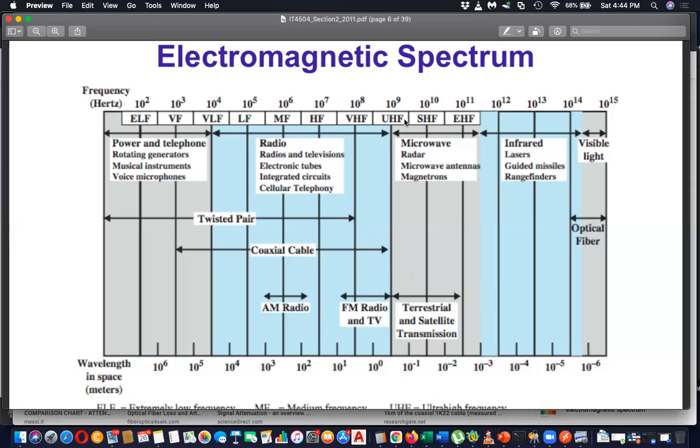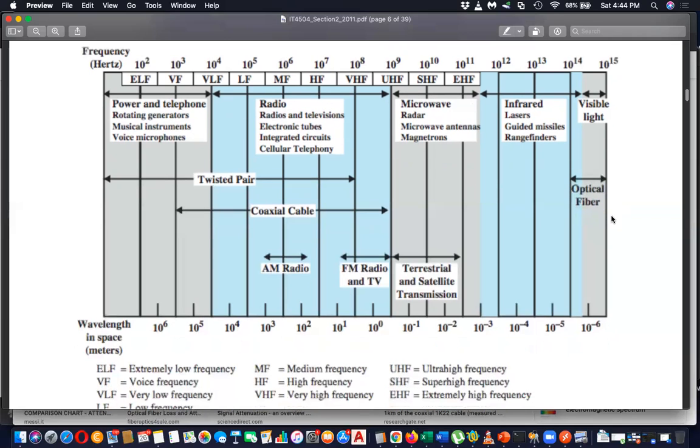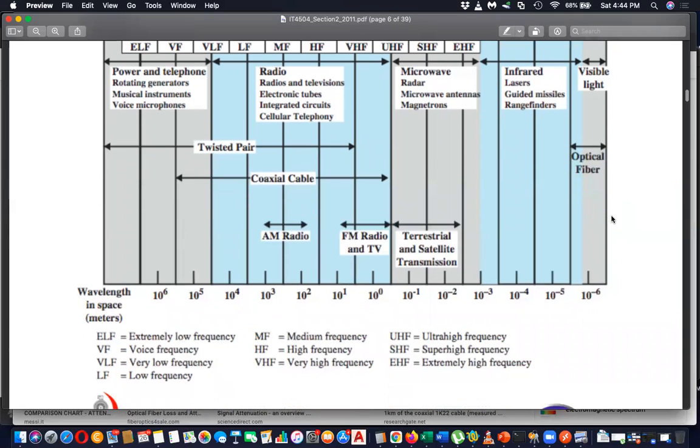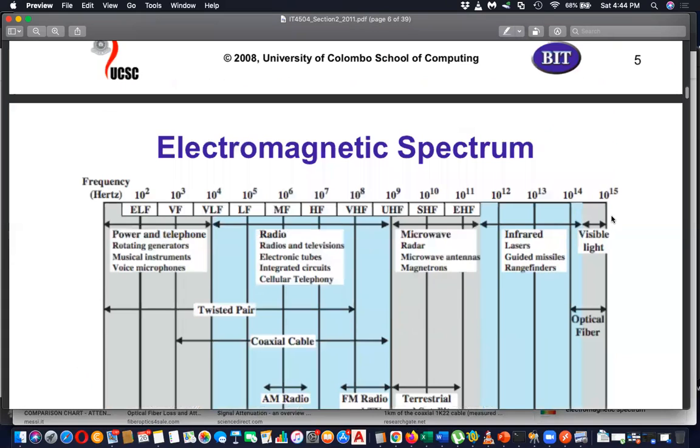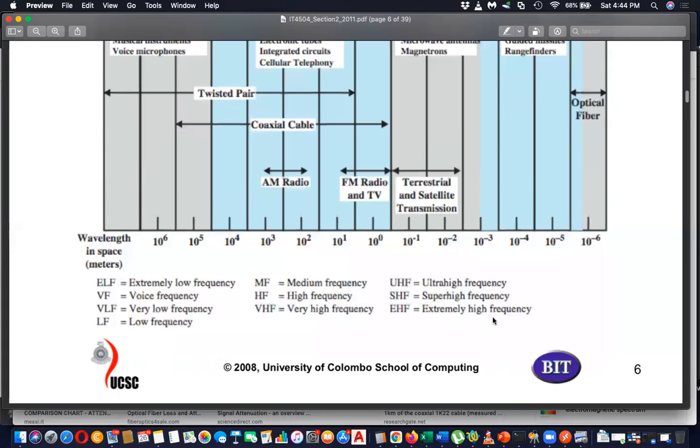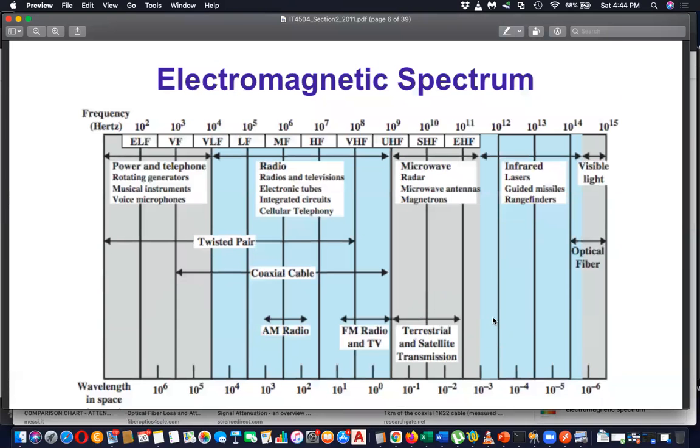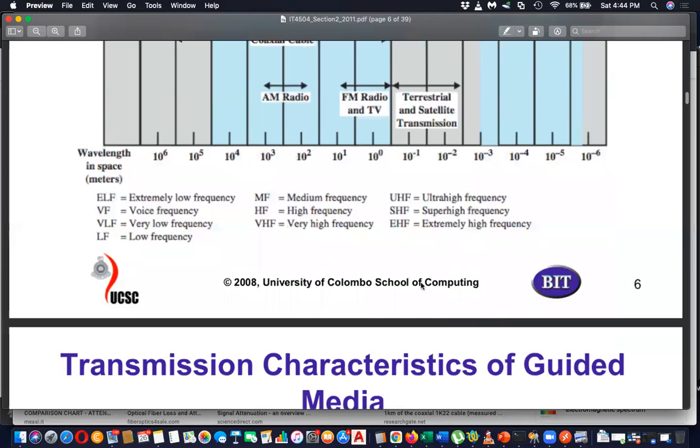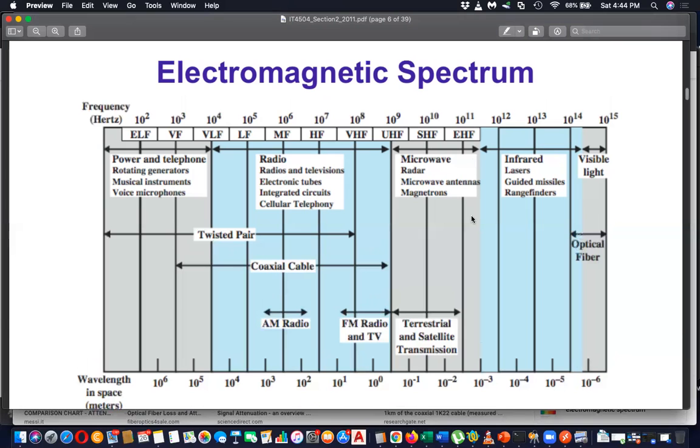Then ultra high frequency and these areas, the microwave radar and all, have even higher bandwidth, and light here has the most, extremely high bandwidth, right? But they have not mentioned bandwidth, they have just mentioned the frequency. So you have to remember, from frequency you can find the bandwidth, because it's the gap between the lowest frequency and the highest frequency of the particular channel.